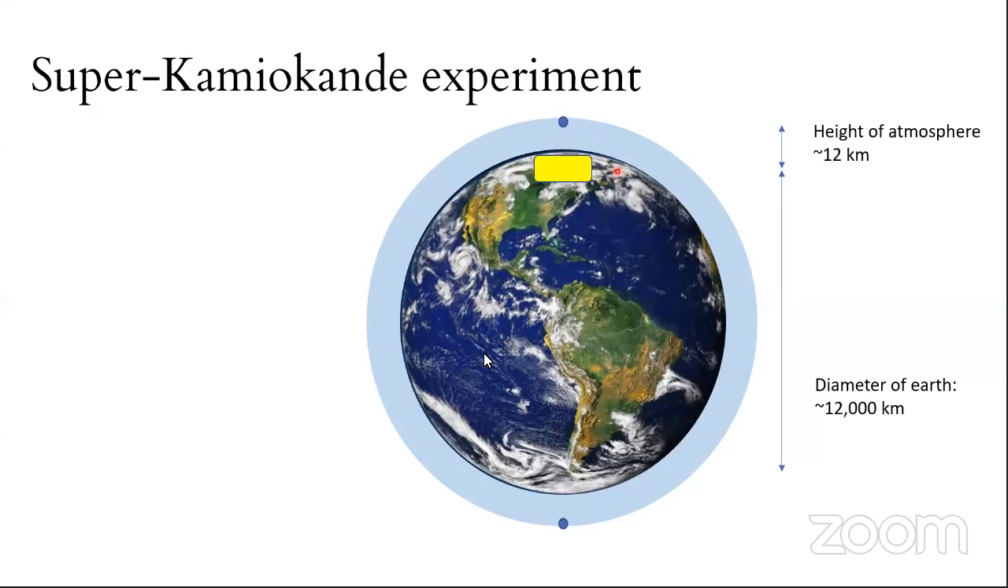What they found is that for the neutrinos coming from the top, the ratio of electron neutrinos to muon neutrinos is the same. Whereas for the neutrinos coming from the bottom of the Earth, because they're traveling a very long distance, the probability of oscillation is also higher, and therefore the deficit is also higher. This is conclusive evidence of neutrino oscillations.